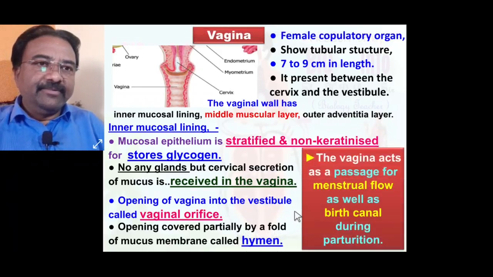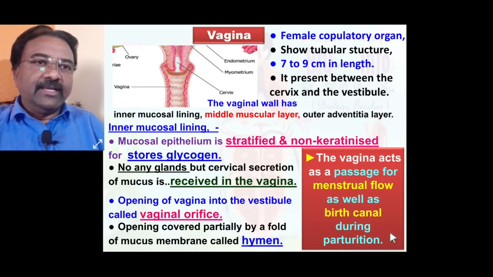What is the function of the vagina? The vagina acts as a passage for menstrual flow as well as a birth canal during parturition. So these two main functions are provided by the vagina. At the time of menstruation, menstrual flow passes from the vagina to the outside, and at the time of parturition, the childbirth process, the vagina acts as the birth canal. So here we discussed in detail.